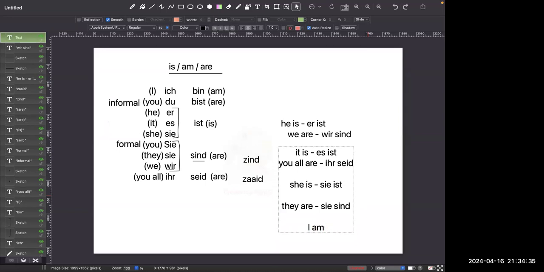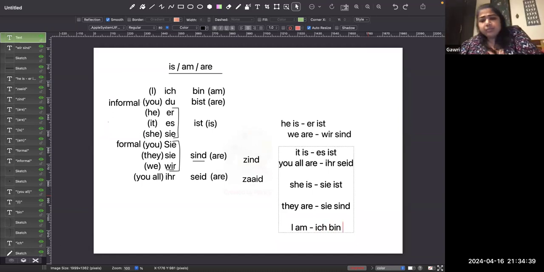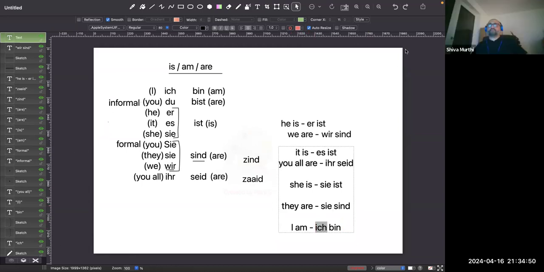And the last one, the easiest one, how would you say I am? Ich bin. Genau. In English, we write I with a capital letter always, but in German, ich is written with a small i. So it will be a small i. Ich bin.